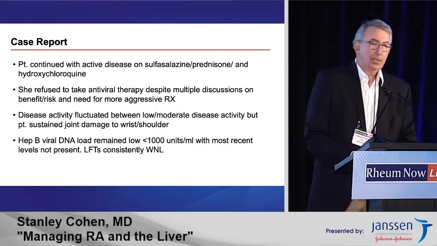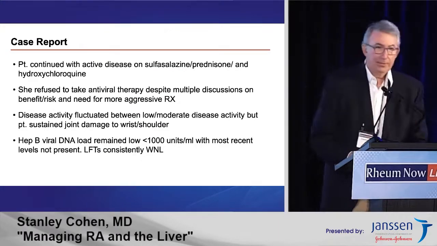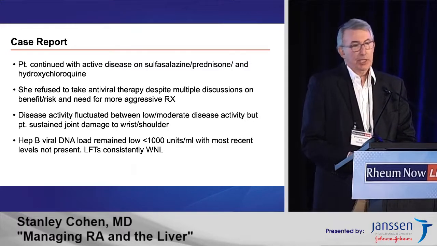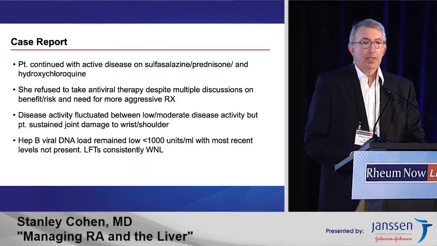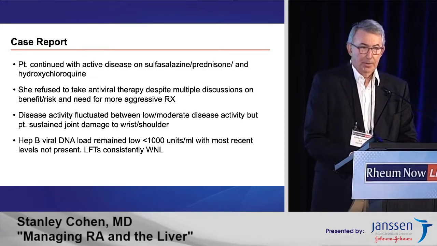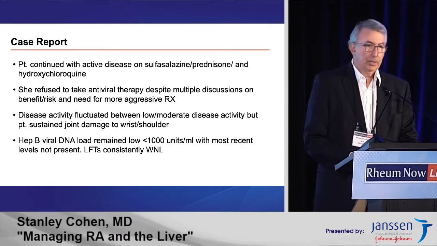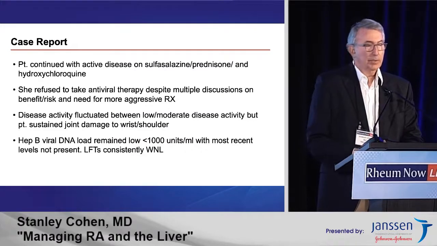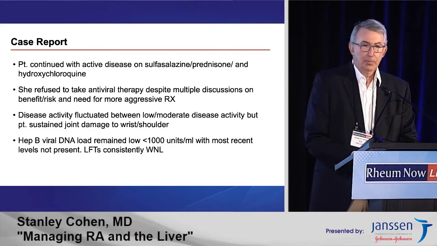So the patient continued with active disease on sulfasalazine, prednisone, hydroxychloroquine. Shockingly, she didn't listen to her doctor, and she refused to take antiviral therapy despite multiple discussions of the benefit, risk, and the need for more aggressive therapy. Her disease activity fluctuated between low and moderate disease activity, but unfortunately, over time, the patient sustained joint damage.